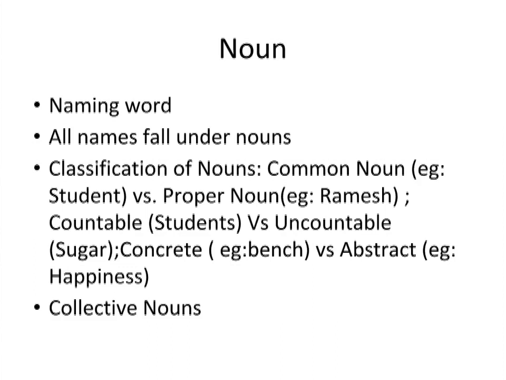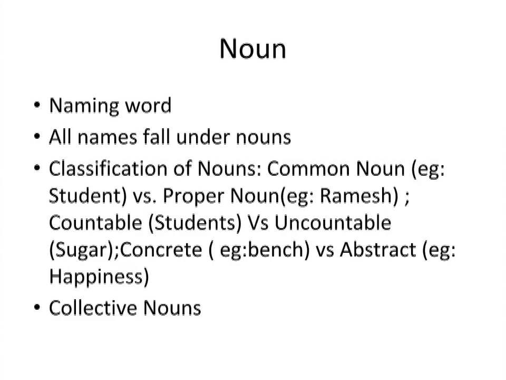Now let us come to the second type of classification. This classification is countable nouns versus uncountable nouns. Countable nouns are things that can be counted. For example, students. I can say how many students are there in this class. On the other hand, uncountable nouns are things that cannot be counted, but maybe they can be measured. For example, sugar.